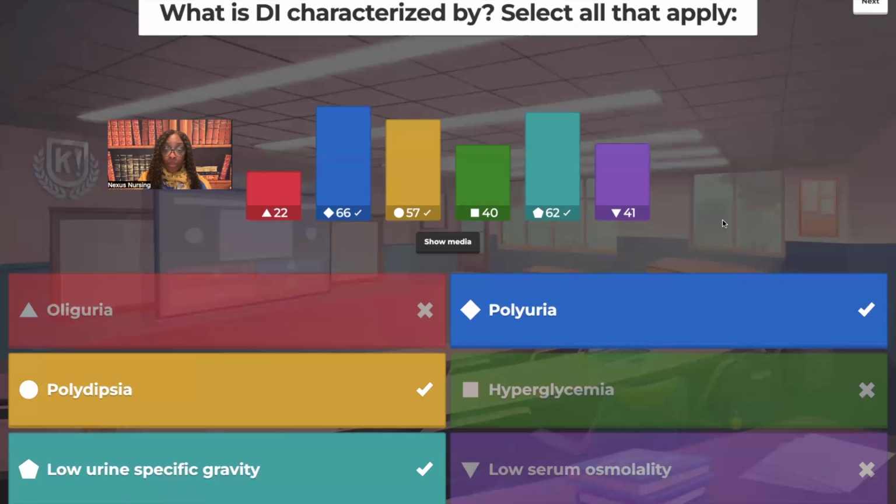And then low serum osmolality. No, the serum is going to be high. That's where all the solutes are. It's going to be low in the urine, high in the blood.